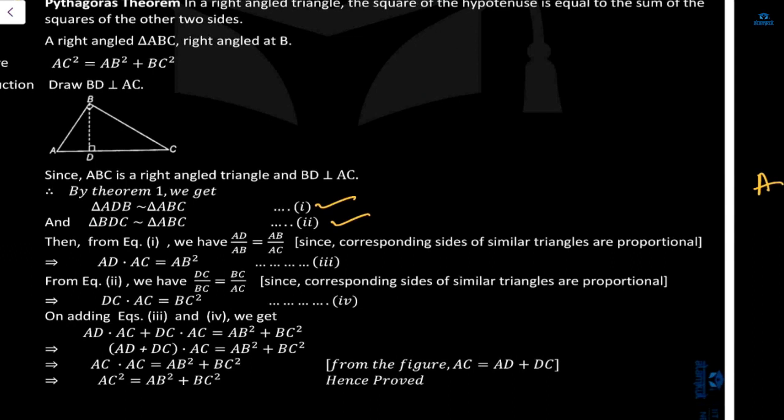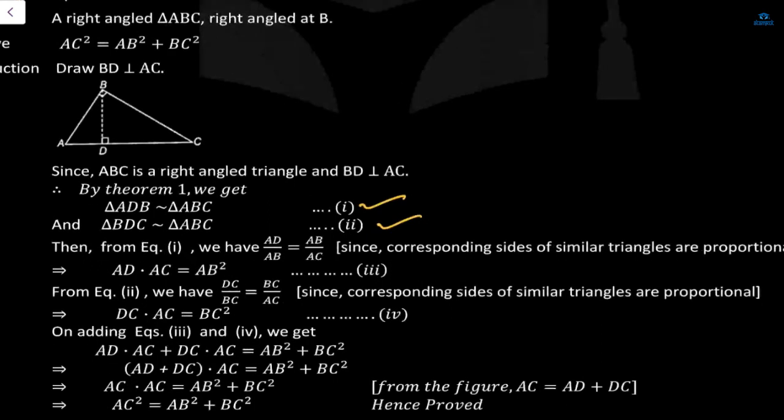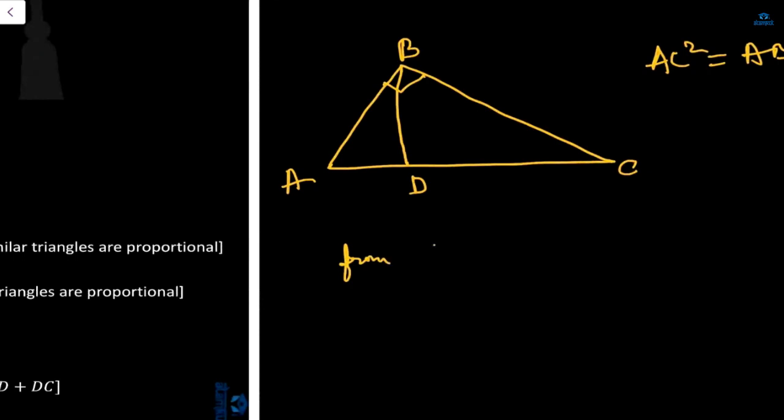So from here we got that the sides are in the ratio. From the first one, the smaller triangle ADB and the bigger triangle, AD by AB. Note the order: from the first, AD by AB is equal to AB by AC. Don't get confused.